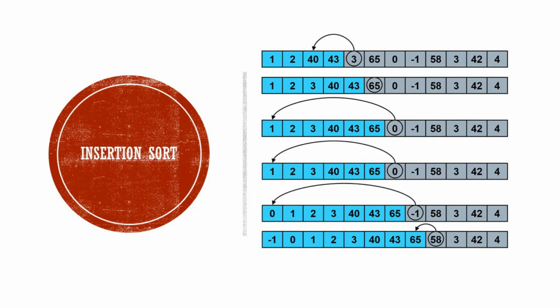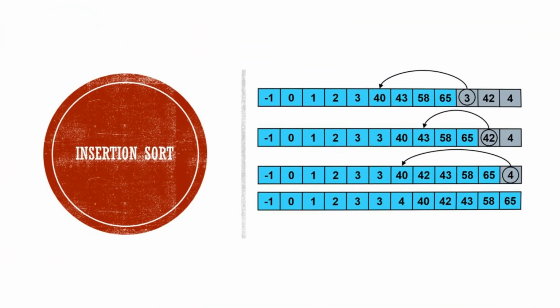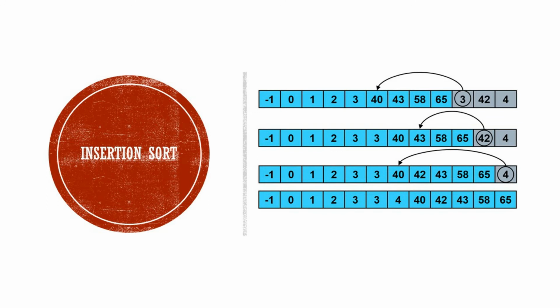And then we take a look at the first row. The unsorted element is 3. We already have a sorted 3, so we just put it at the back, at the right position of 3. So there will be two 3 elements. So the output will be -1, 0, 1, 2, 3, 3, 4, 40, 42, 43, 58, 65.